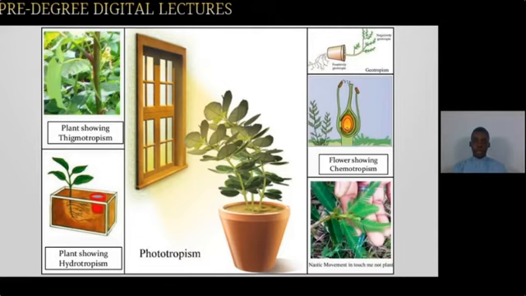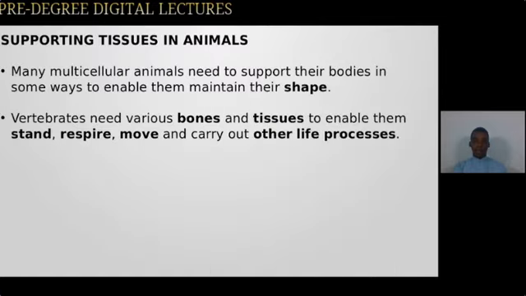Here is a picture showing those different tropic movements in plants. You can see phototropism, thigmotropism, hydrotropism, and so on. So we've succeeded in explaining and describing the supporting tissues in plants and the different ways they help the plants, particularly in giving them rigidity, firmness, shape, maintaining of shape, and then in movement, the kind of restricted movement in plants. Next we want to discuss the supporting tissues in animals and the benefits.